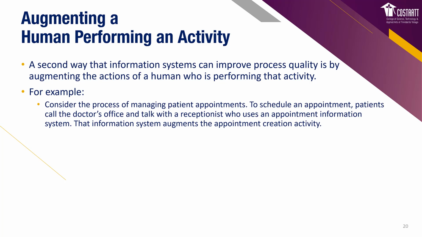A second way that information systems can improve process quality is by augmenting the actions of a human who is performing that activity. For example, consider the process of managing patient appointments. To schedule an appointment, patients call the doctor's office and speak with a receptionist who uses an appointment information system. That information system augments the appointment creation activity. It makes the work of the receptionist who is making your booking a lot more efficient.